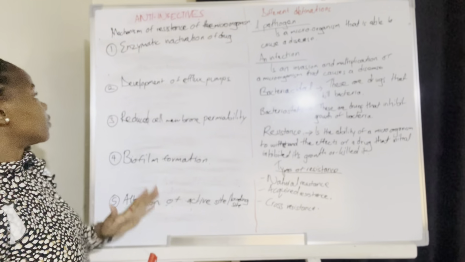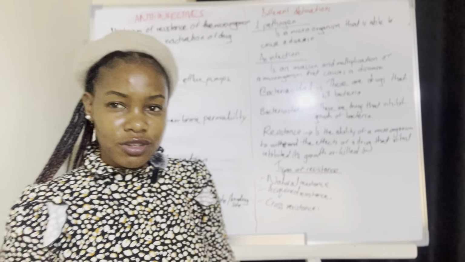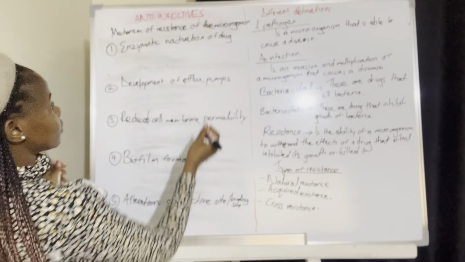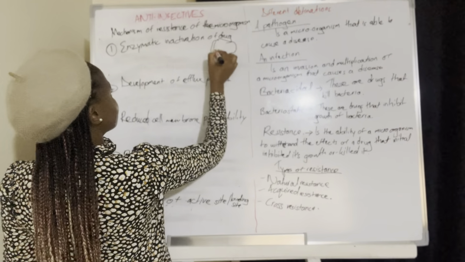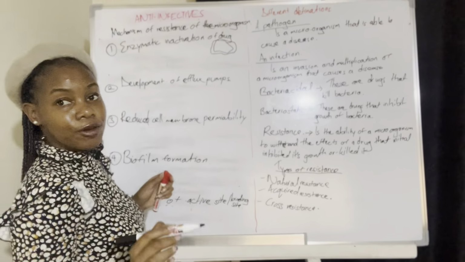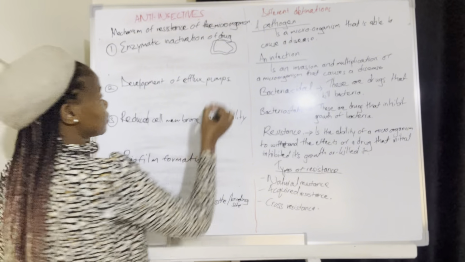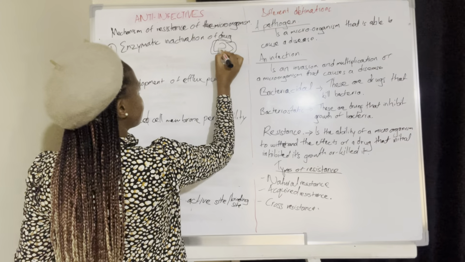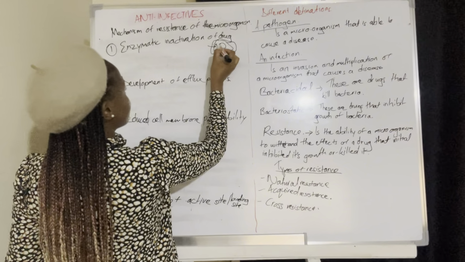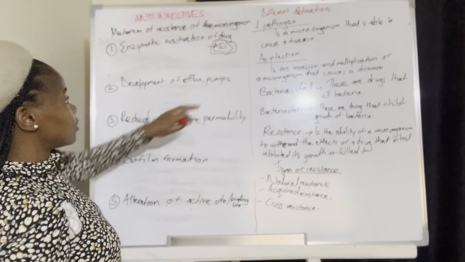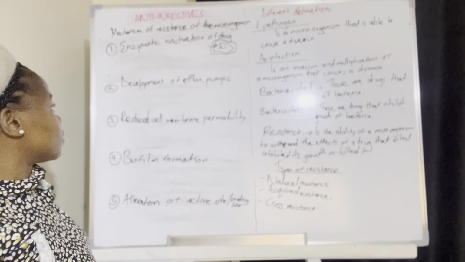We are going to start with the first one, enzymatic inactivation of the drug. What happens? I'm going to give an example of bacteria. This is our bacteria. Bacteria is going to produce enzymes, for example, the beta-lactamases. This is our enzyme. And whenever the drug or the antibiotic enters into the cell, it is this enzyme, the beta-lactamases, that is going to break down the drug.